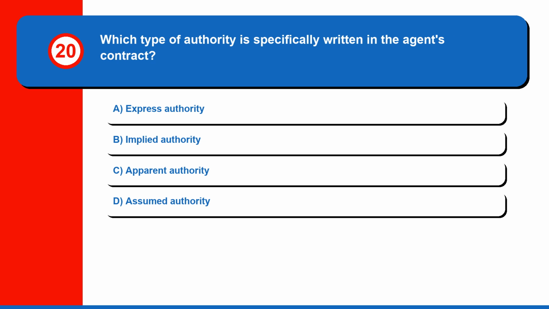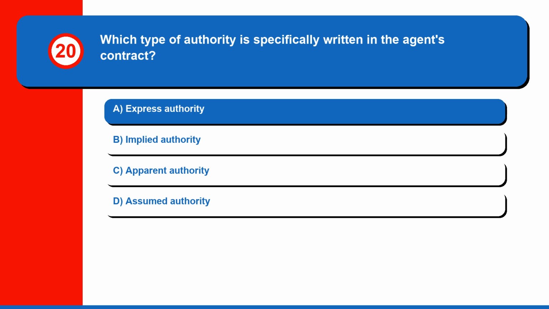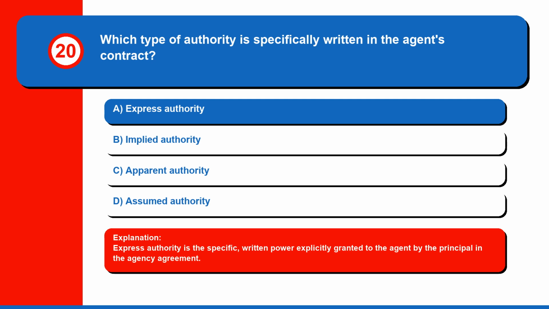Question 20. Which type of authority is specifically written in the agent's contract? A. Express authority, B. Implied authority, C. Apparent authority, or D. Assumed authority. The correct answer is A. Express authority. Express authority is the specific, written power explicitly granted to the agent by the principal in the agency agreement.